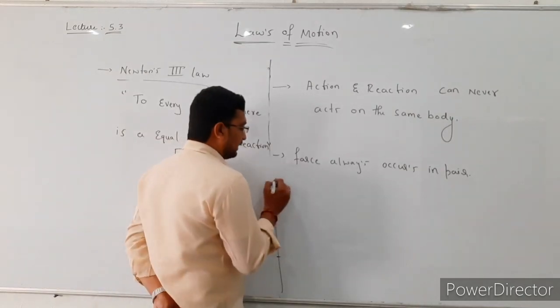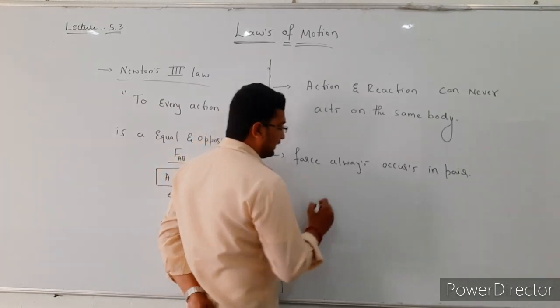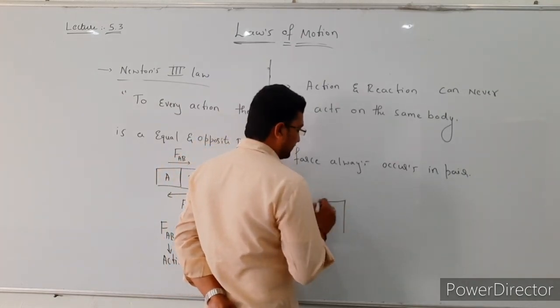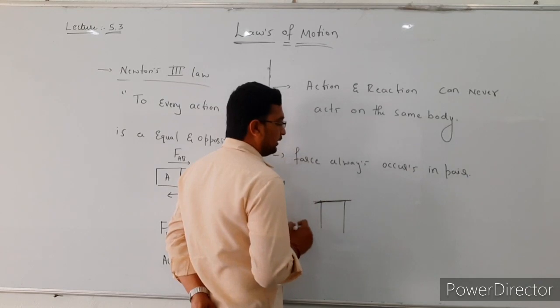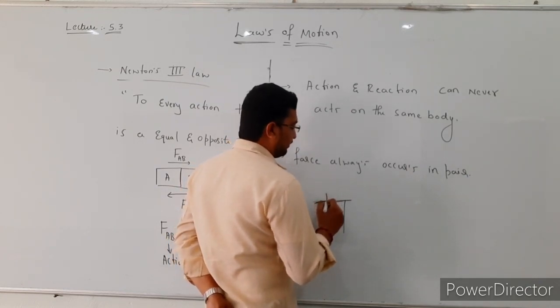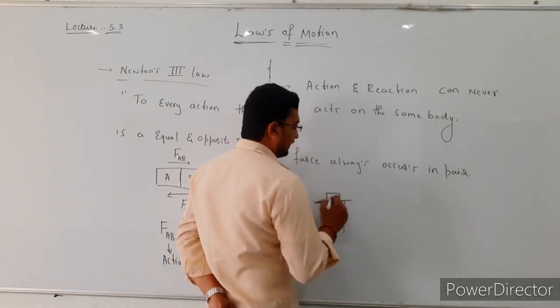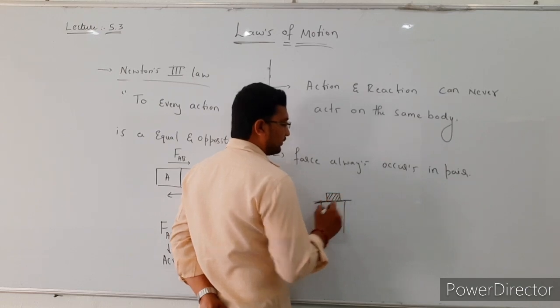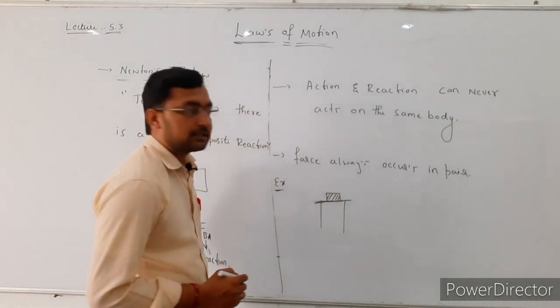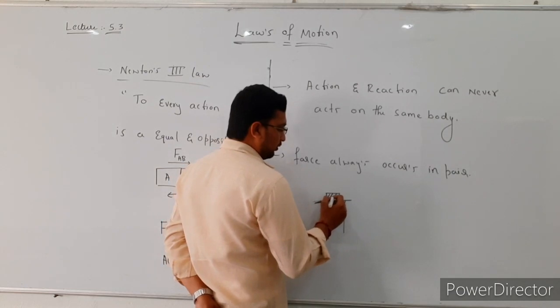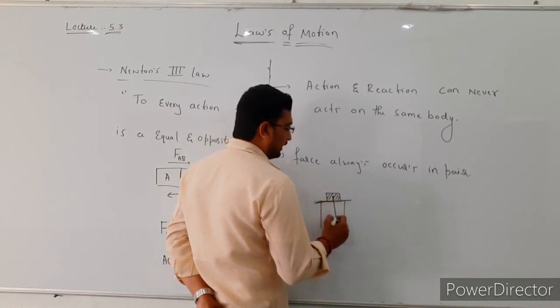Okay, see here the example. Consider this is a table. In this case we have kept a book on the surface of the table. In this case the weight of this book is acting in the downward direction.